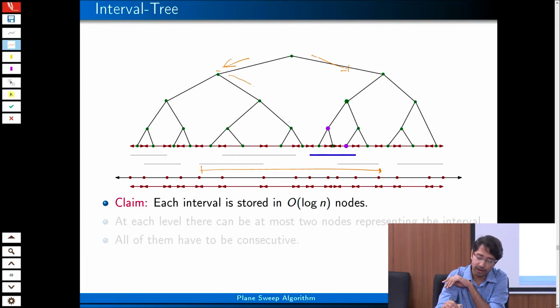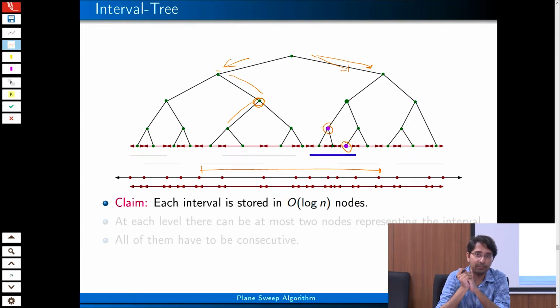I'll check in this path. I'll go here. I'll report this actually. Then I'll go here in this direction and I report this and this. So previously, in case of binary search, we are only going in one direction.